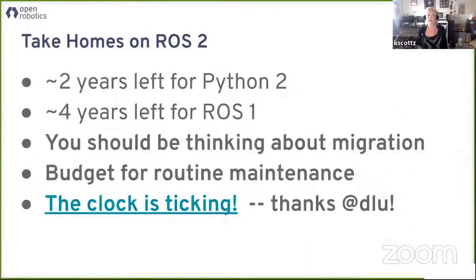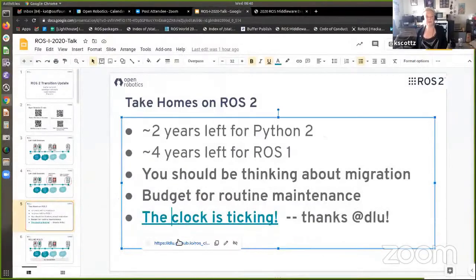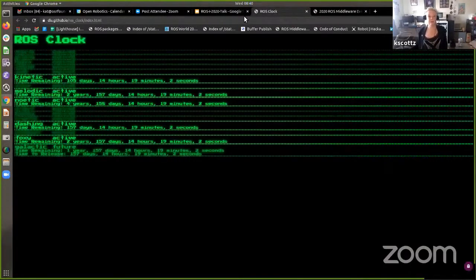And so the take-homes from this timeline are a couple. First is 2 years are basically left for Python 2 support in ROS. The second one is a little over 4 years are left to continue using ROS1. And what that means for you is that you should be thinking about migration, and you should be thinking and budgeting for routine maintenance and upgrades. And the clock is ticking right now. And David Liu was kind enough to provide us with this countdown clock if you ever need a reminder about these dates.